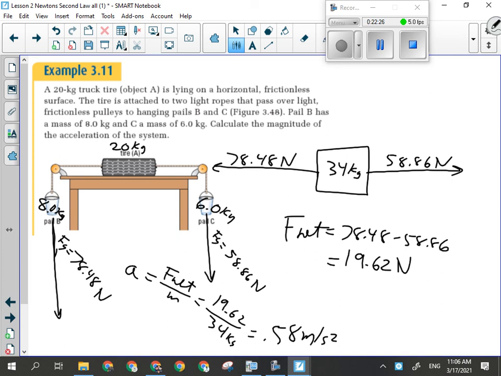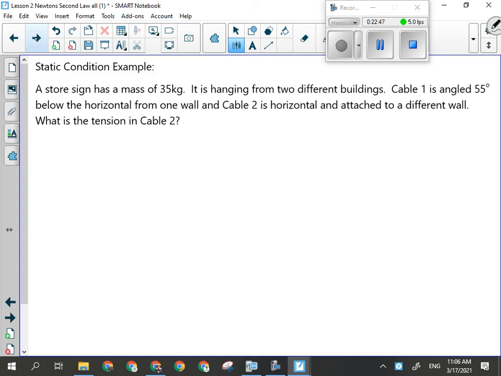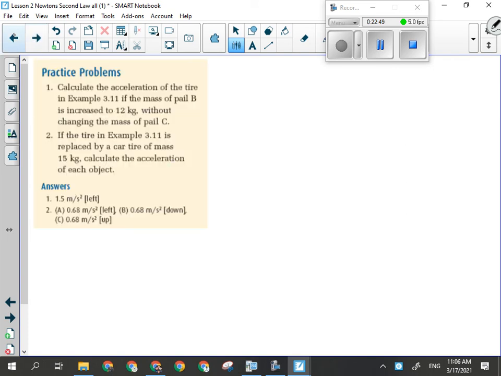So that would just be the same acceleration. Yep, exactly. It would still be 0.58 meters per second squared left. If it were talking about the 6 kilogram bucket, it would be up. All right, questions on that? Okay. That's all the same stuff. We're not going to get the static stuff today.